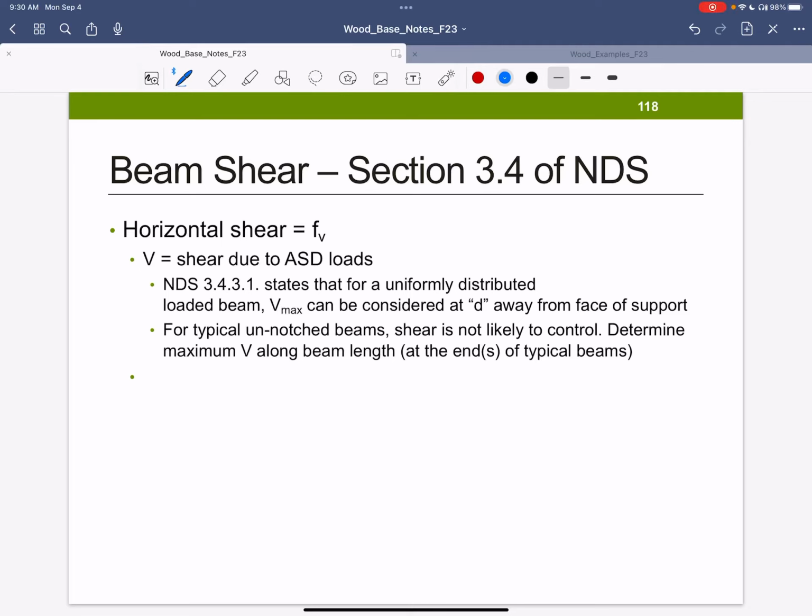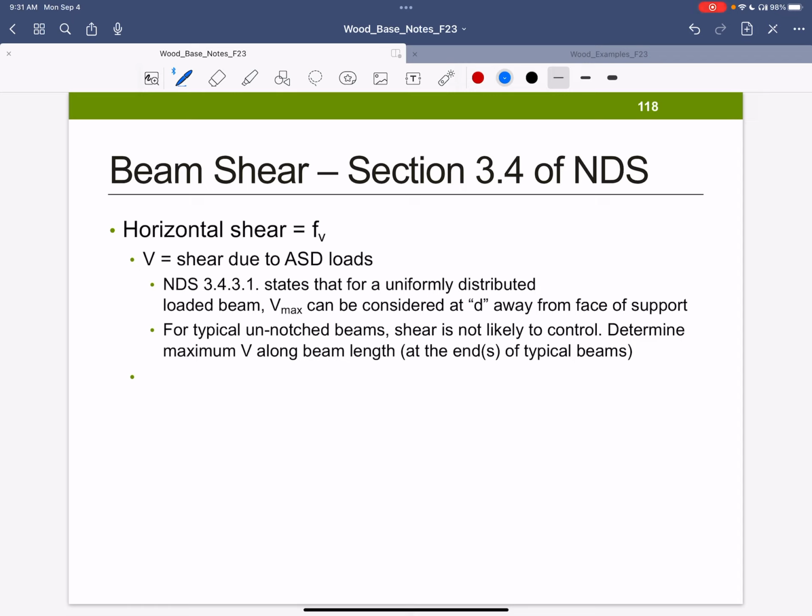So let's start talking about shear. We'll do shear and deflection examples from the problem we previously did just for flexure. And so starting with shear, it's in section 3.4 of the NDS of your code. Horizontal shear is what we're calling it, just to differentiate. We're going to look at shear. This is basically the traditional shear that you're used to looking at.